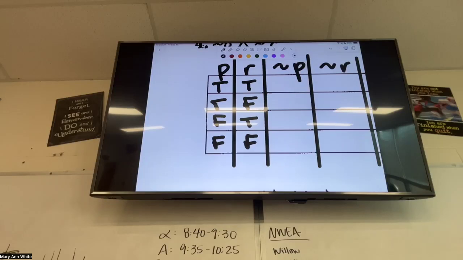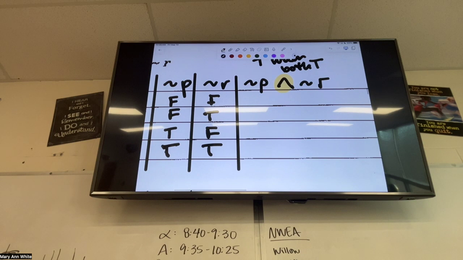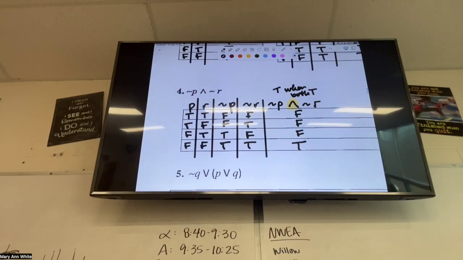All right, what's not P gonna be? That's gonna be false, false, true, true. Very good. And then what's not R gonna be? Good. Now I have to do the and between those two, so I'm looking at the most recent columns. What's my column here gonna be? False, and then true at the end? Perfect.